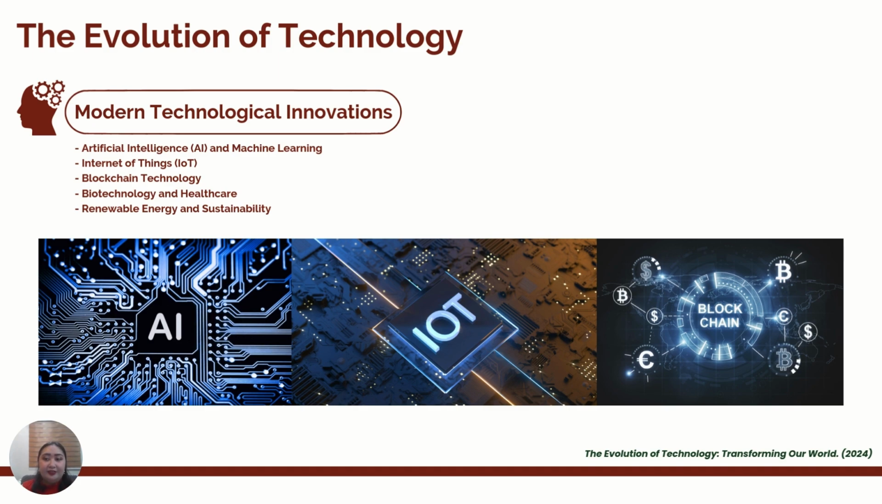Internet of Things refers to the network of interconnected devices that collect and exchange data. Smart homes, wearable health devices, and industrial automation systems are examples of these applications, which enhance convenience, efficiency, and decision making. Blockchain technology is a decentralized digital ledger that ensures transparency and security in transactions. It has the potential to transform industries by providing a secure and transparent method of record keeping.